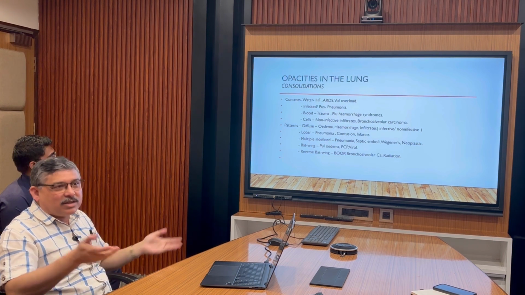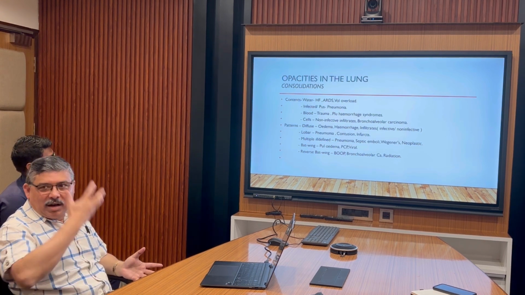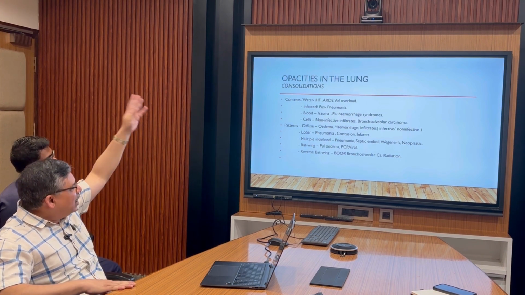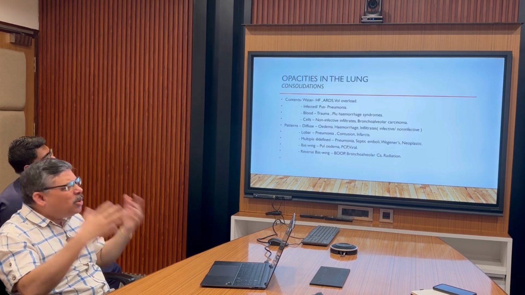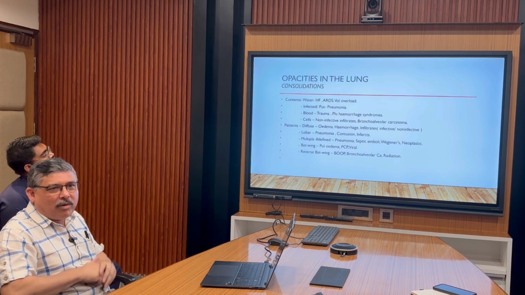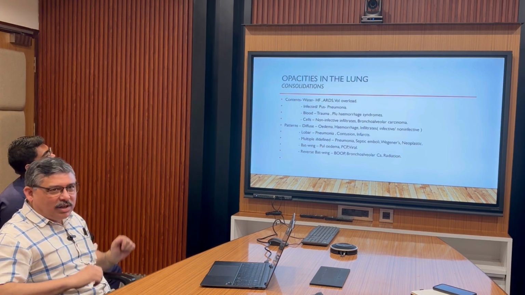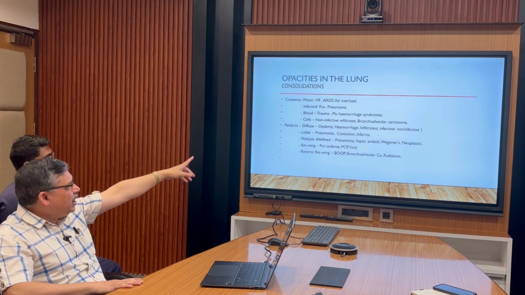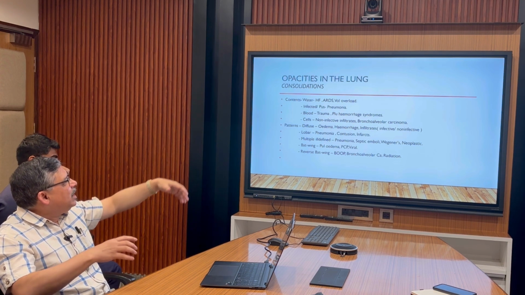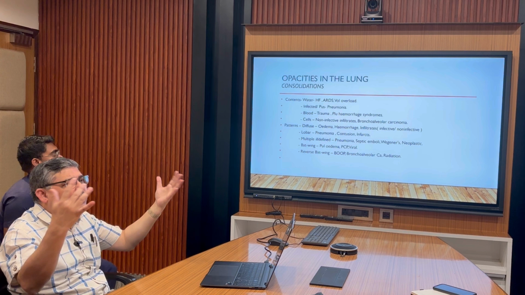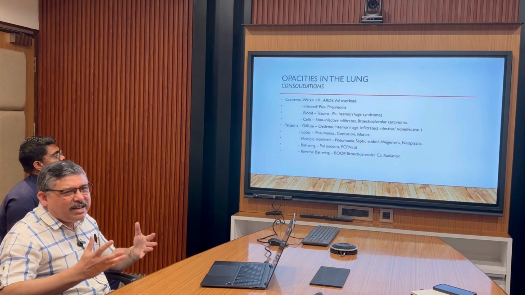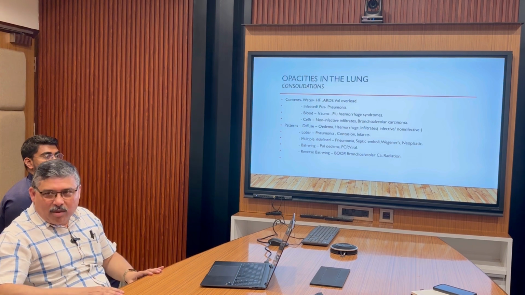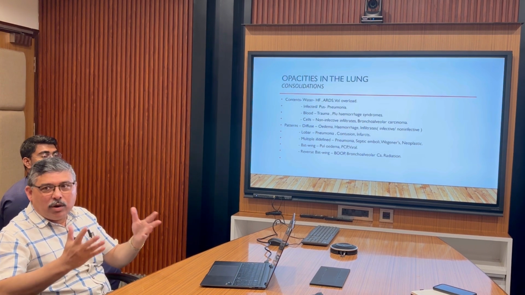So what are the patterns? We are concerned with the patterns that can occur in the lung. These are the few patterns. There are so many, but these are the most important ones. A diffuse opacity. If there is a diffuse opacity in the lung, we think of pulmonary edema, we think of hemorrhage, we think of infiltrates, infective or non-infective infiltrates. Infiltrate is actually a very vague term which is used loosely. Most of the terms in X-rays are very loose.